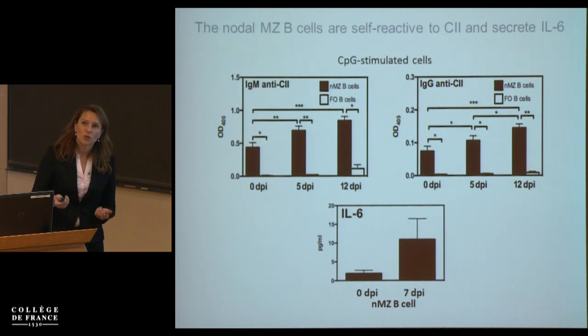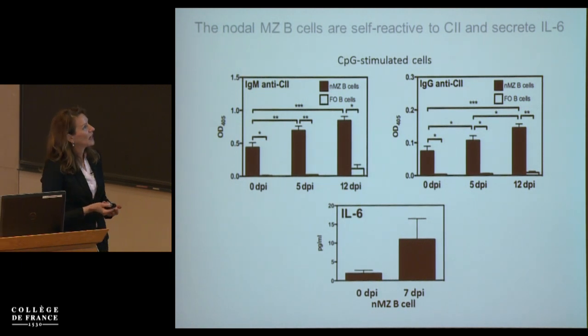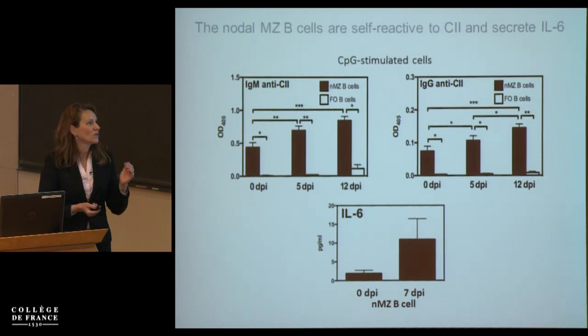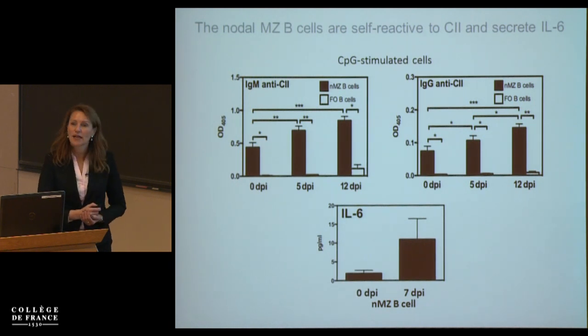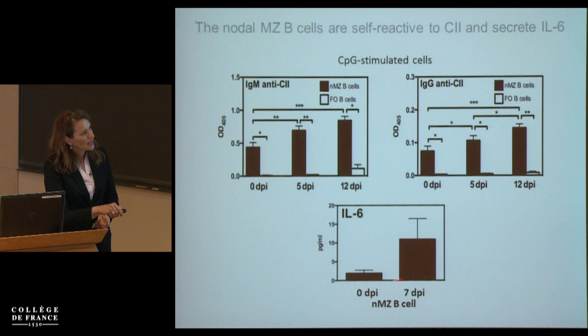And we also wanted to know, do they secrete cytokines? We had an array of different cytokines, and this came out. We only got a signal from IL-6. So this is naive cells, and this is after immunization. They secrete IL-6. We could detect a little bit of TNF.